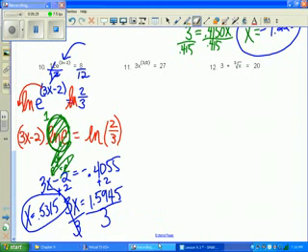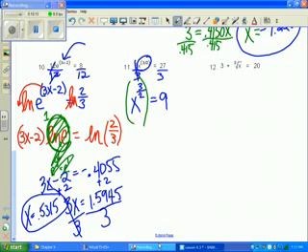Alright, now let's do number 11. This is a problem where the variable's in the base. So what I'm going to do is first isolate the portion that has this exponent, isolating this variable by dividing by 3 first. So x to the 3/2 is 9. And the way to get rid of an exponent that's a fraction is to raise it to the reciprocal power. Don't say multiply by the reciprocal. Raise it to the reciprocal power.